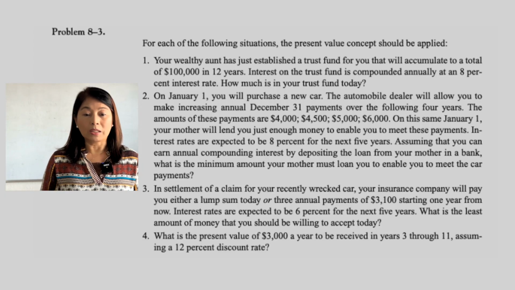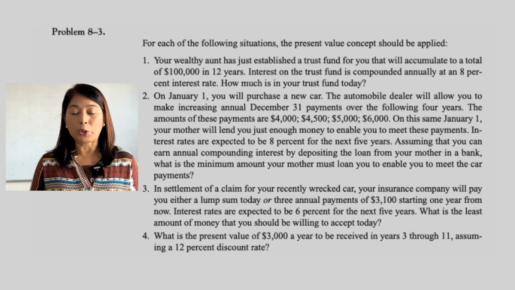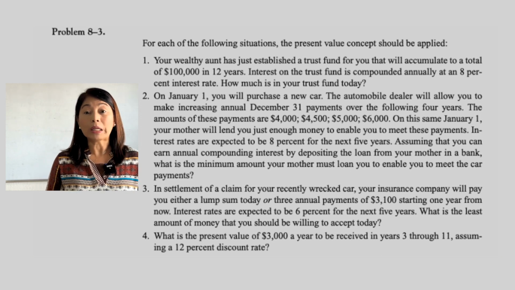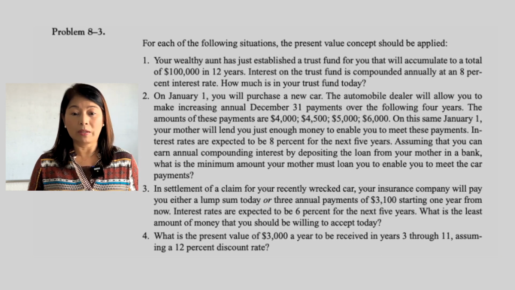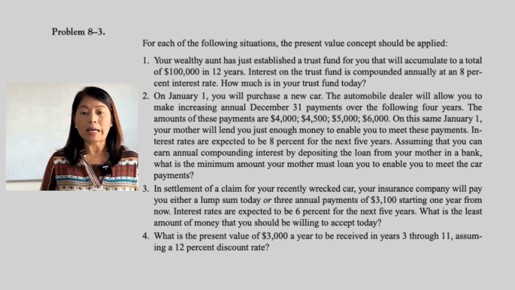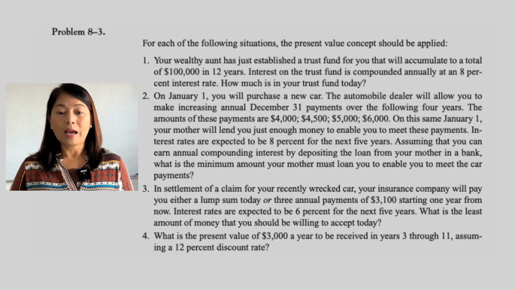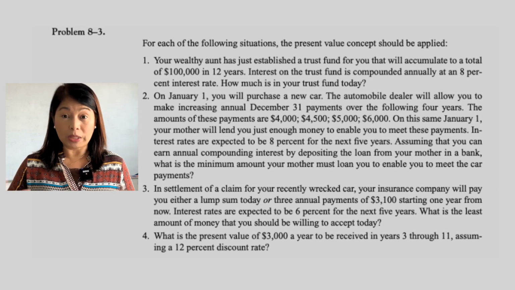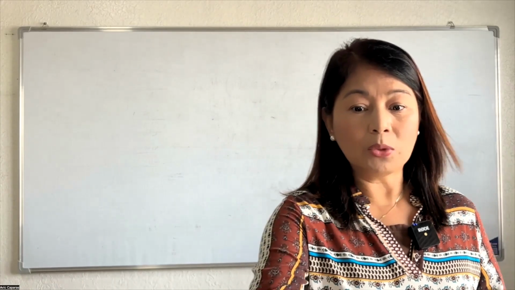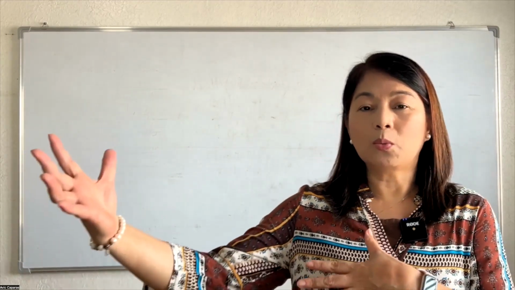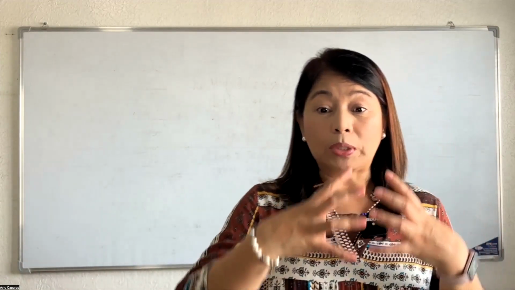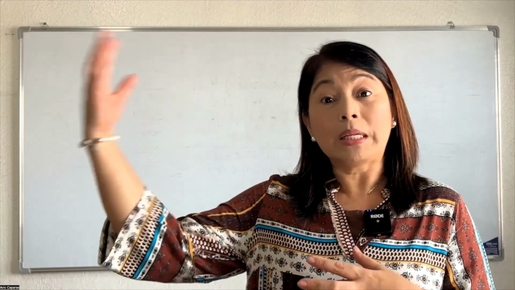Your wealthy aunt has just established a trust fund for you that will accumulate to a total of 100,000 in 12 years. Interest on the trust fund is compounded annually at an 8% interest rate. How much is your trust fund today? So the present value here is trying to get the expected value today of that amount that you will receive in the future.